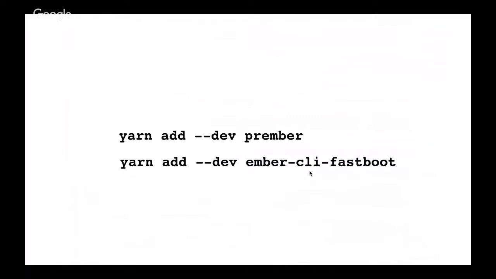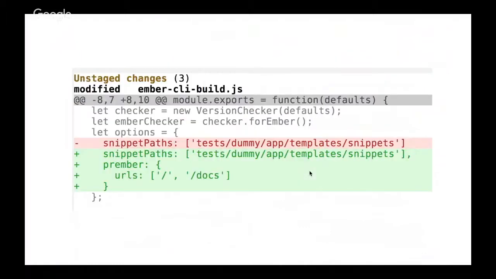So to add Prember, I'm going to do yarn add --dev prember, and also I'm adding ember-cli-fastboot, which is the standard way you add FastBoot to any Ember app. And I'm going to change one thing in my configuration. So in the ember-cli-build file, which is where you're passing options into your Ember app construction, I'm adding one new option called prember, and I'm saying which URLs I would like to render. And so initially, I'm just picking the home page and the /docs page, because those are two routes that I saw exist in this app.